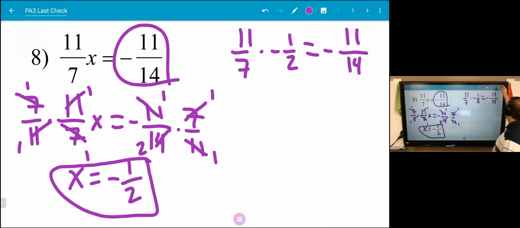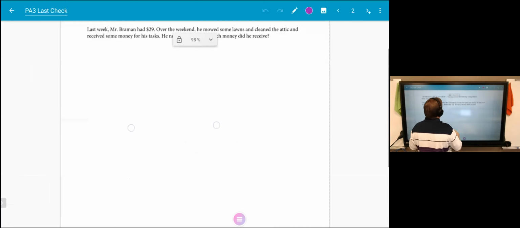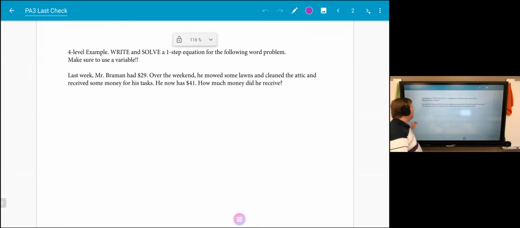Let's move on to the back page. Write and solve a one-step equation for the following word problem, making sure to use a variable. Last week, Mr. Brayman had $29. Don't tell Mrs. Brayman. Over the weekend, he mowed some lawns and cleaned the attic and received some money for his tasks. He now has $41. How much money did he receive?